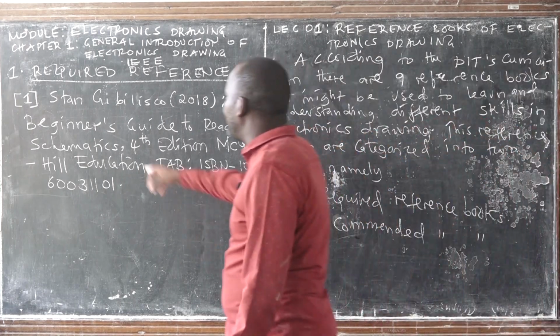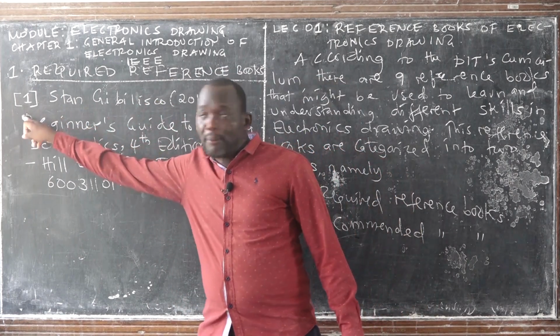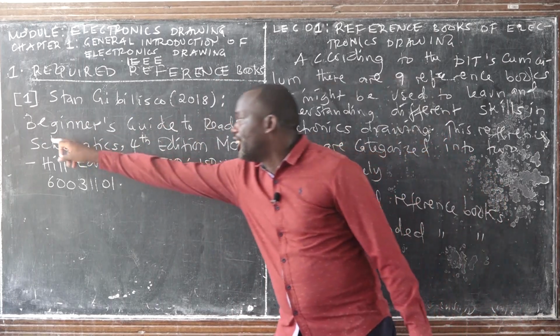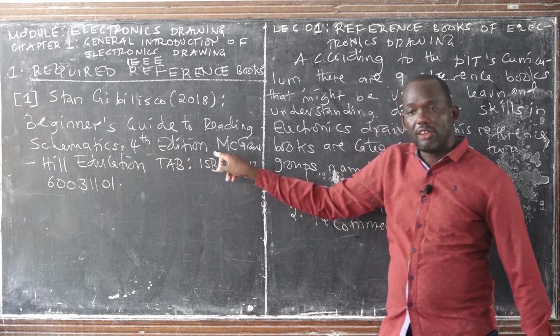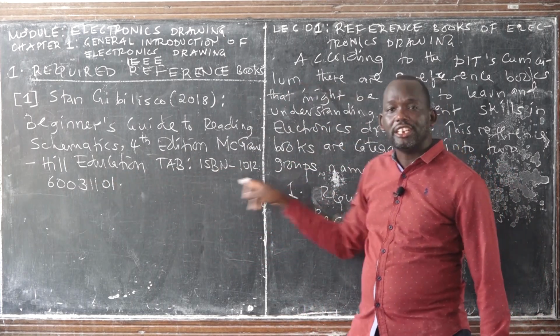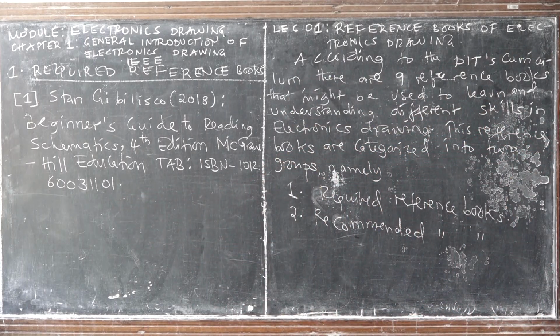So this is the first required reference book. Let me repeat: the number of the reference, the name of the author, the year of publication, the name of the book, the edition of the book, the name of the publisher, the ISBN or the unique number. Are we together?